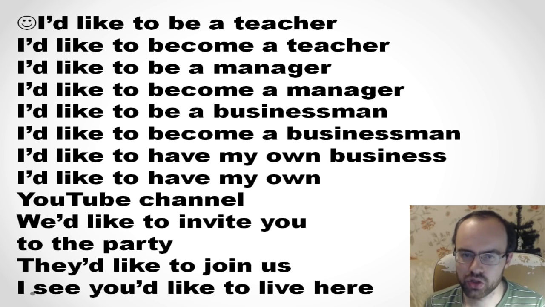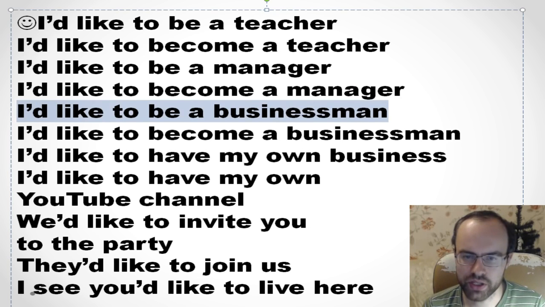I'd like to be a teacher. I'd like to become a teacher. I'd like to be a manager. I'd like to become a manager. So you can say I'd like to be or I'd like to become. Okay? So next, I'd like to be a businessman. I'd like to become a businessman. I'd like to have my own business. I'd like to have my own YouTube channel.